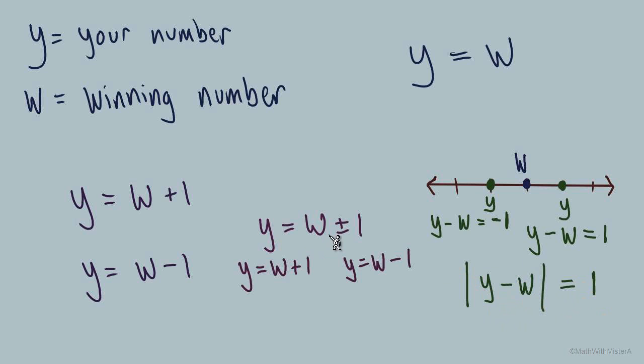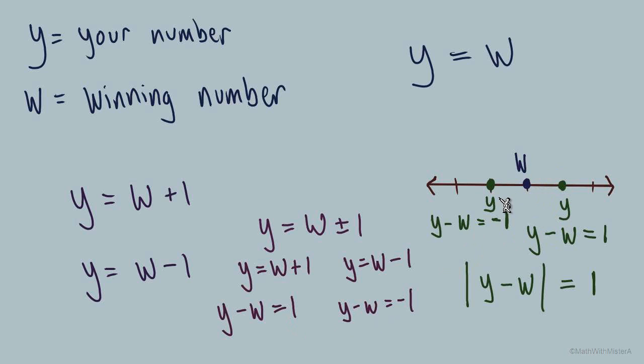Going back to this y equals w plus or minus 1, we know this is an abbreviation for 2 separate equations, y equals w plus 1 or y equals w minus 1. And now on both of these equations, we're going to move the w from the right side over to the left side by subtracting w from both sides of the equation. That leads us to y minus w equals 1 and y minus w equals negative 1. Exactly those 2 equations that we set up to show those 2 other points on the number line, the one bigger than w and the one less than w.